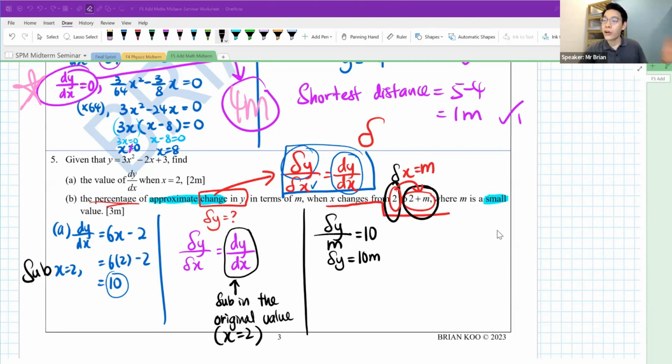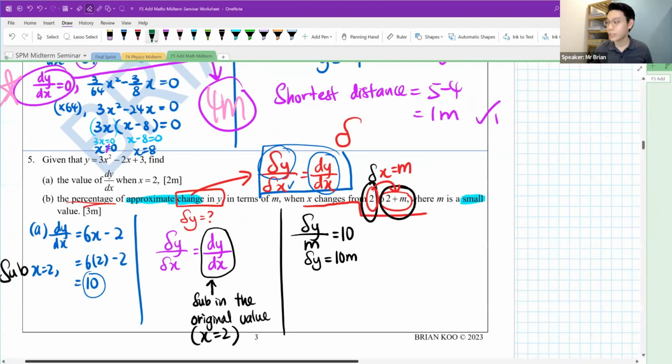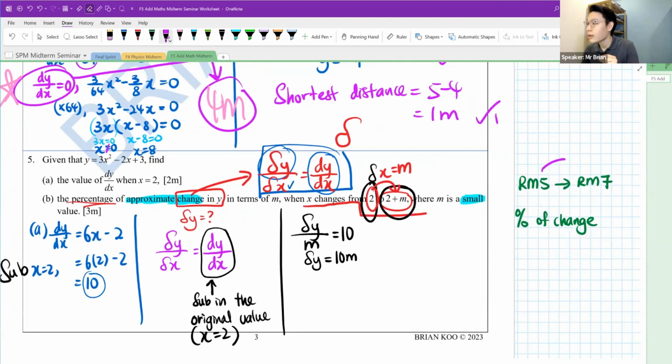Okay, now we are going to look at how do we find out the percentage of change. Before I do percentage, let's say a cup of bubble tea has increased its price from RM5 to RM7. If I ask you what is the percentage of change, do you guys agree? How much it has changed is 2 ringgit.